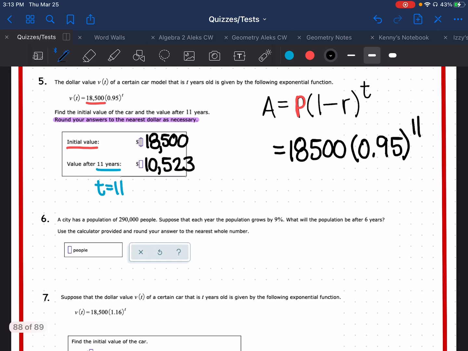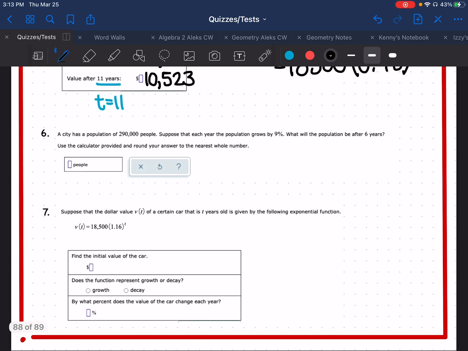All right, question number 6. I am going to have to go ahead and read question number 6 because as I look at it, they do not have a formula set up for me. I kind of got away with not reading question 5 because they already had the formula for me.